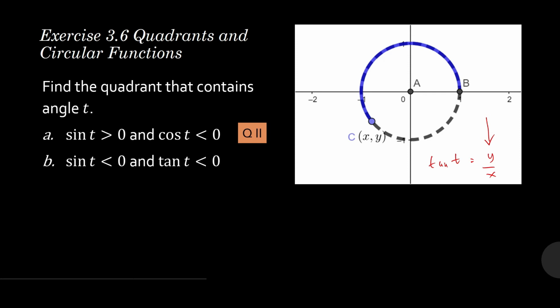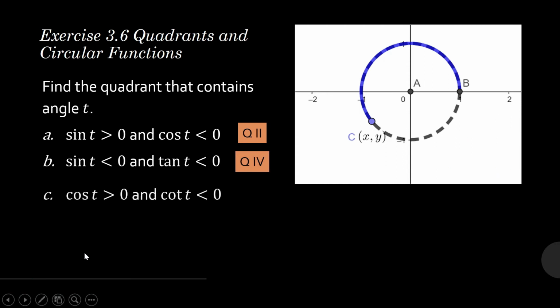That means y and x have different signs. Well, where else but in the fourth quadrant? Because in the fourth quadrant, y is negative, but x is positive. So if you compute for tangent of t, it's going to be negative. But sine of t here is also negative because it is below the horizontal axis. Fourth quadrant.